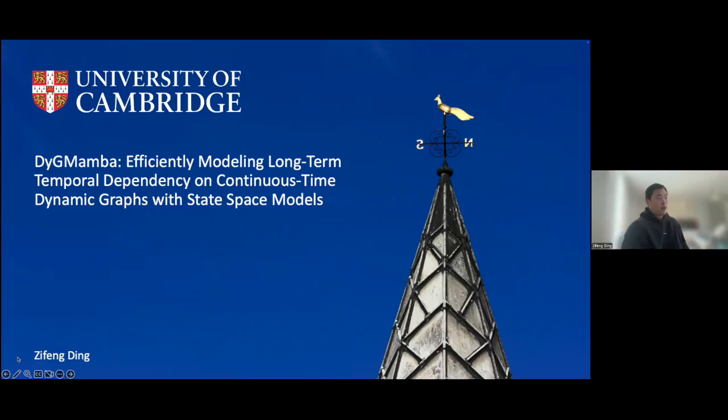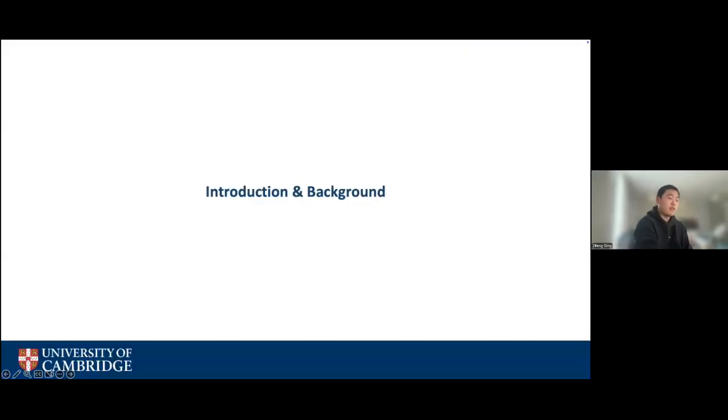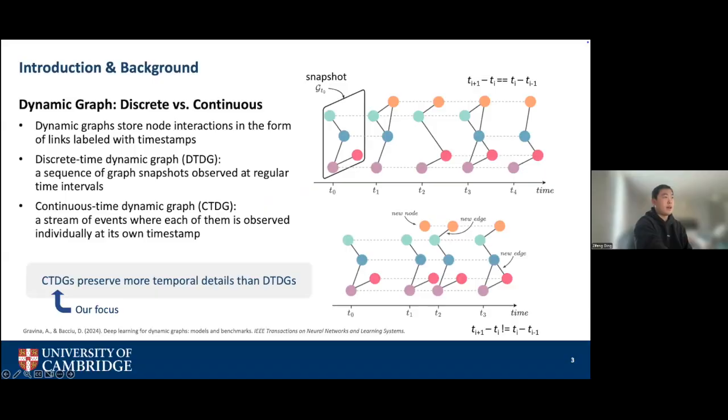So welcome everyone to look at our recent work, DyGMamba, efficiently modeling long-term temporal dependency on continuous time dynamic graphs with state space models. So first, let me give you a short introduction and background. As stated in my title, we are dealing with dynamic graphs. Dynamic graphs are graphs that store node interactions in the form of links labeled with timestamps.